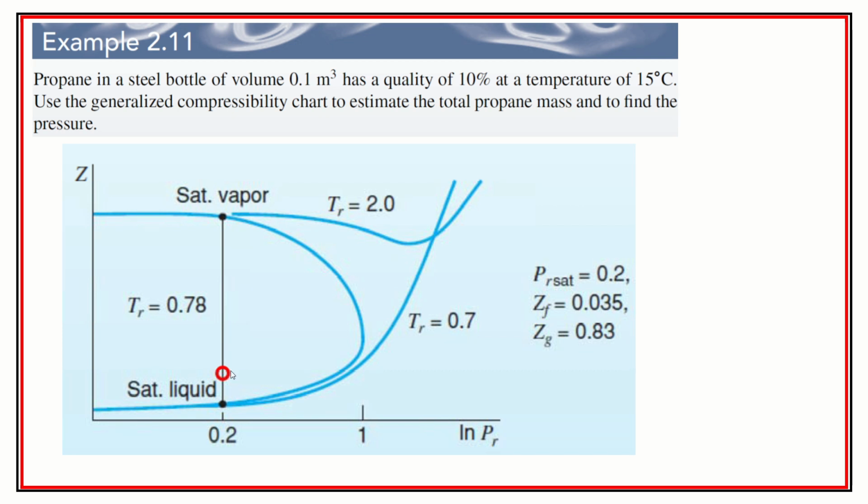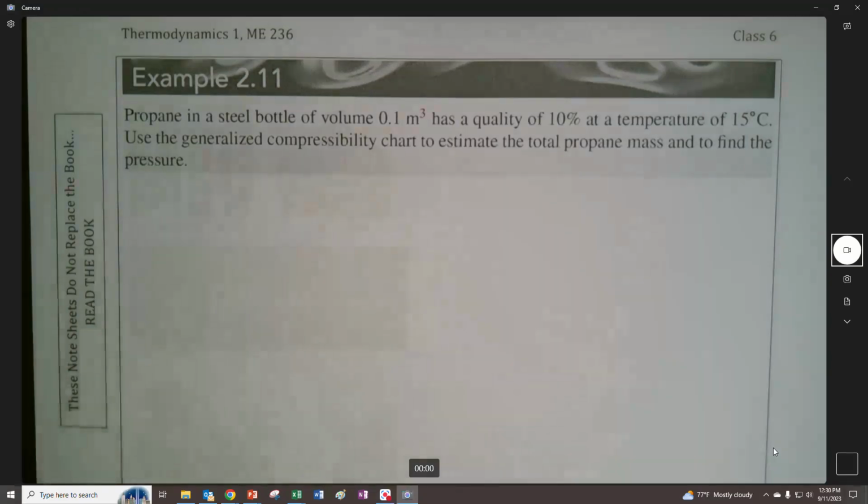This is the answer as they're showing, by the way. And as you'd imagine, when something is 10% vapor, they're showing it down here. I would have thought that it was up here, 10% vapor. Interesting. Anyway, let's check this out. Let's see if we can do it.